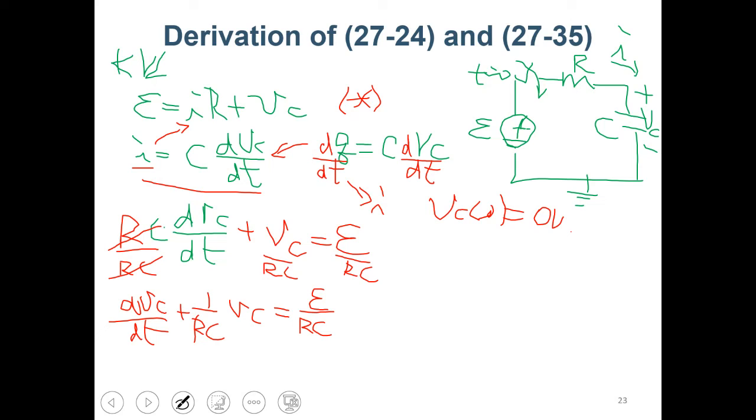So the first thing to solve this differential equation is that we set the left hand side equal to 0. So the characteristic equation of it is s plus 1 over RC equals 0, which means that VC, the homogeneous solution, is A times exponential to the st.